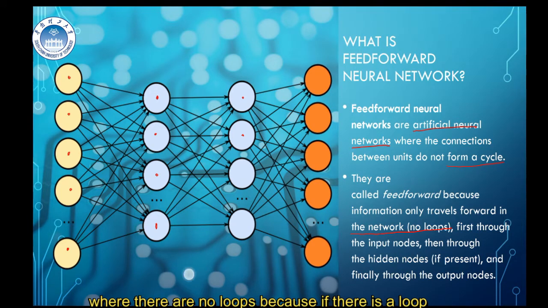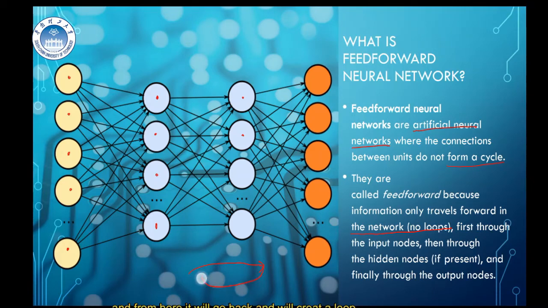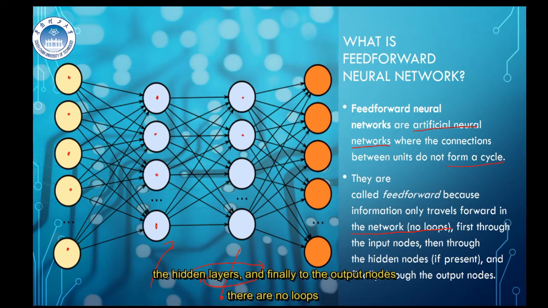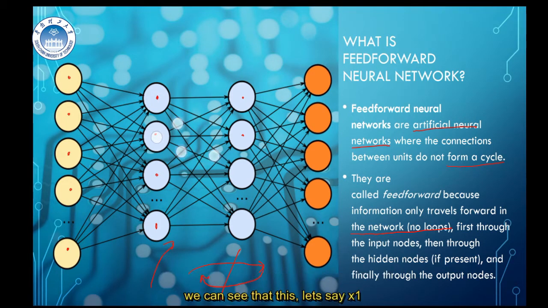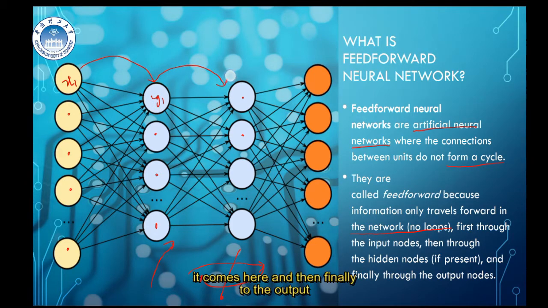Because if there were a loop, information would come here, and then from here it would go back. It would create a loop. But here there are no loops. Information travels first through the input nodes, then through the hidden nodes, and finally through the output nodes. You can see that, let's say, x1 comes here, and from here, let's say y1, it comes here, then finally the output.